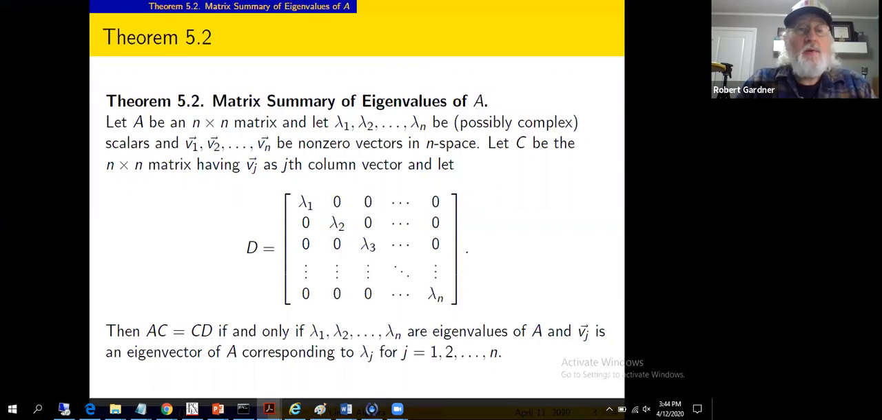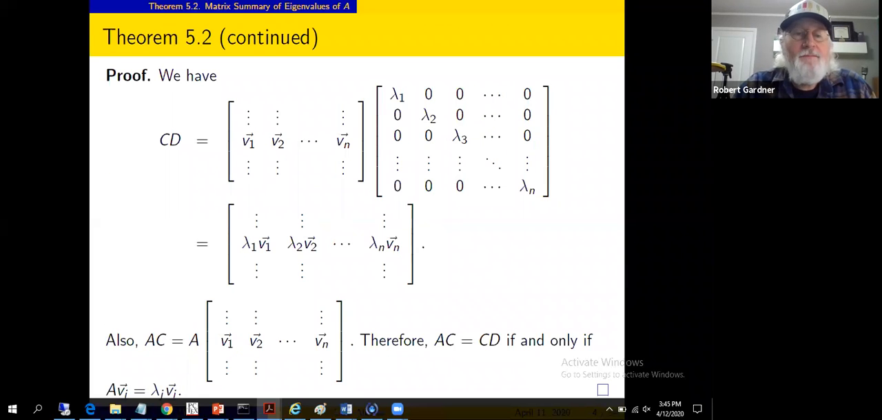Okay, so let A be an n by n matrix with the lambdas and the v's being anything initially. We need to show we get the equality AC equals CD when those lambdas are eigenvalues with corresponding v's as eigenvectors. And the only time we get that equality is when the lambdas are eigenvalues and the v's are eigenvectors. So it's two claims. Okay. Let's compute C times D.